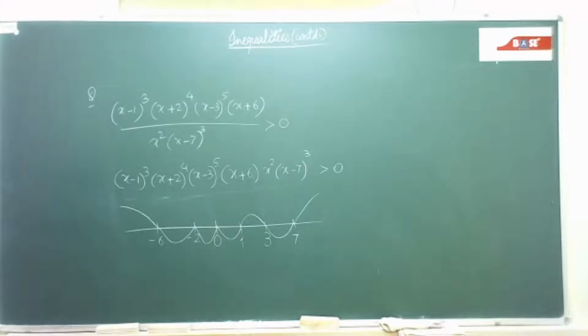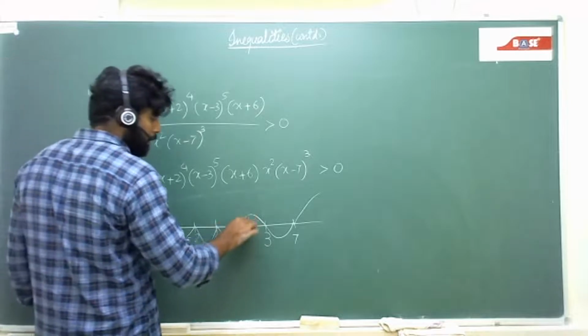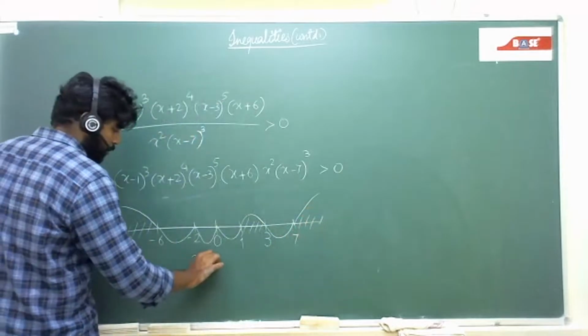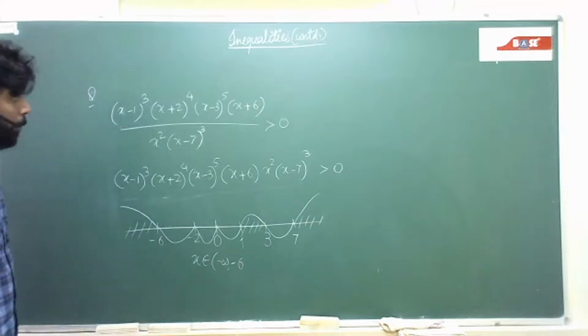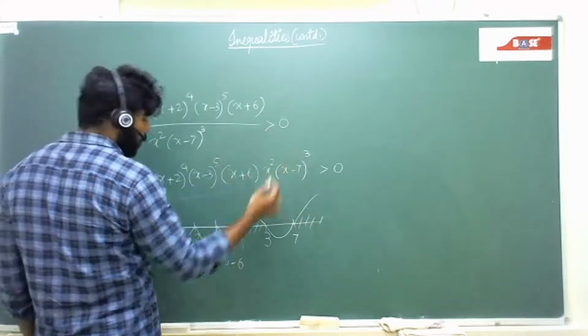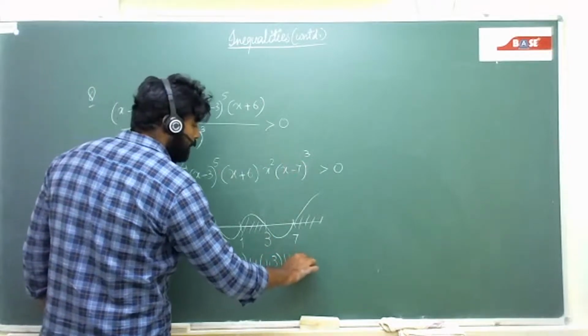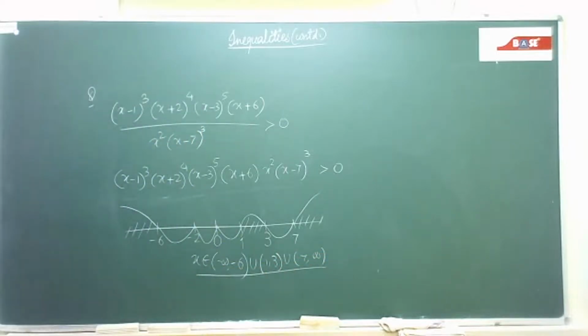Now if you look at the regions where this expression is positive, so we have this portion along with this portion along with this portion. So finally x belongs to minus infinity to minus 6. We need to take care of whether it is open or closed. Okay, so we don't have equality, so all will be open. Union open 1 to 3, union open 7 to infinity. That's what the region of x where the expression is positive.